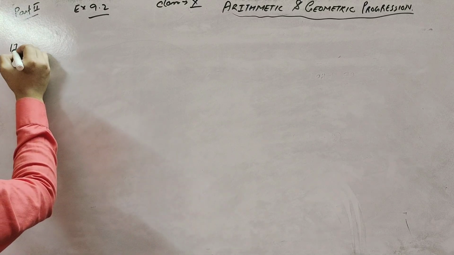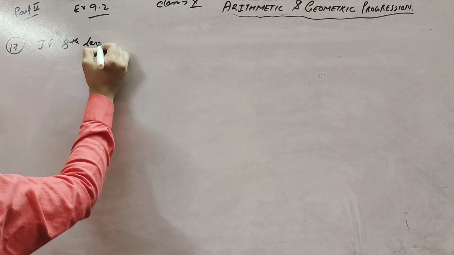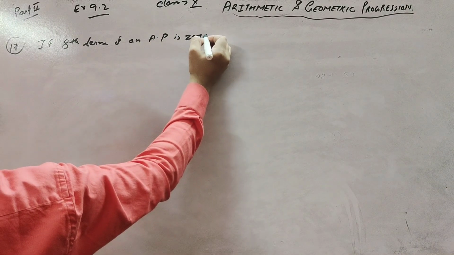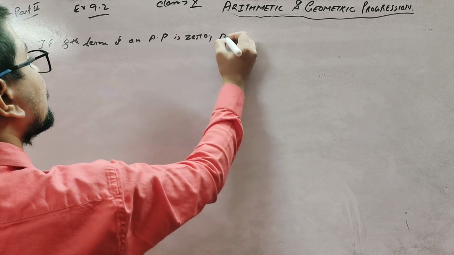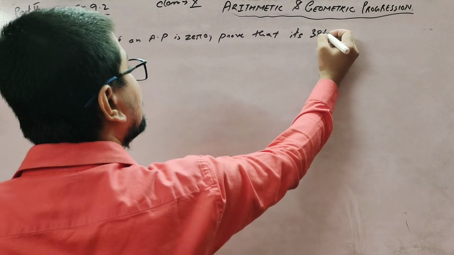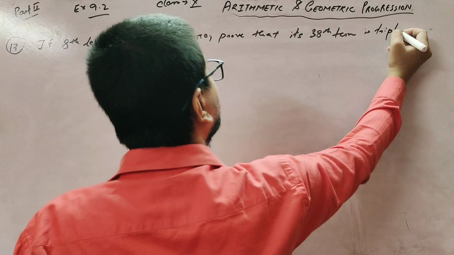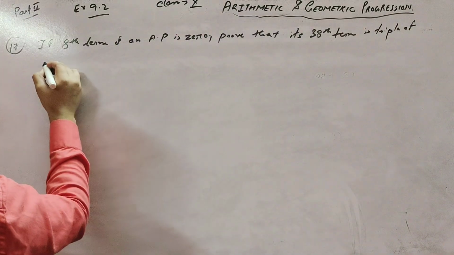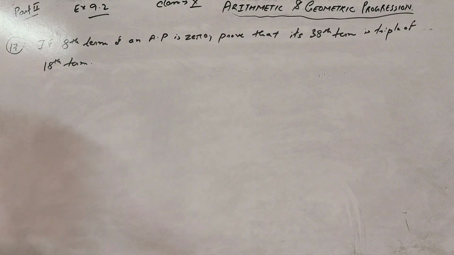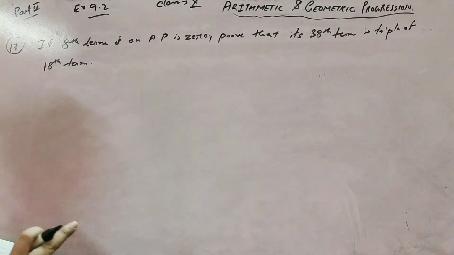Question number 17. If the 8th term of an AP is 0, prove that its 38th term is triple of its 18th term.